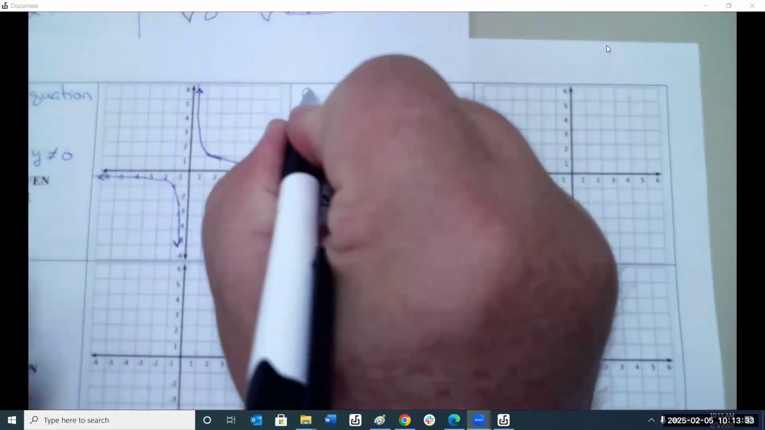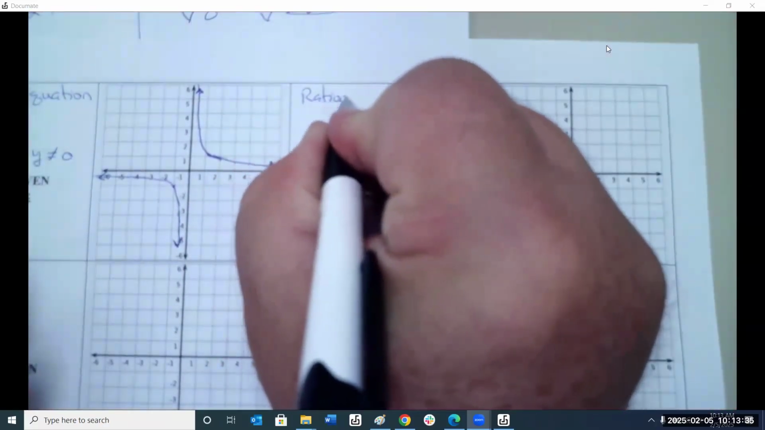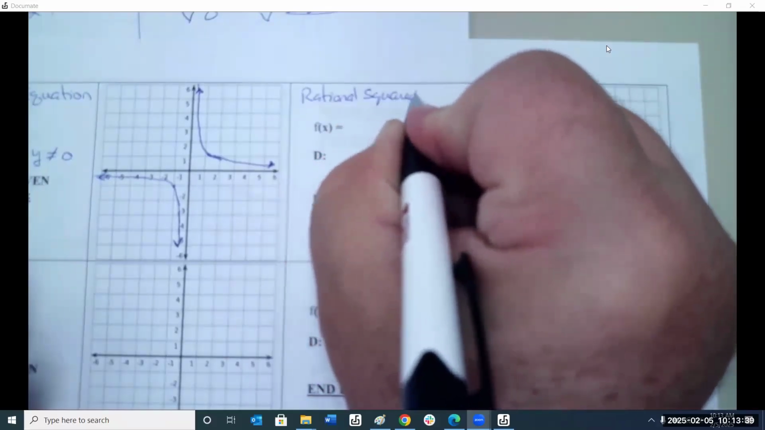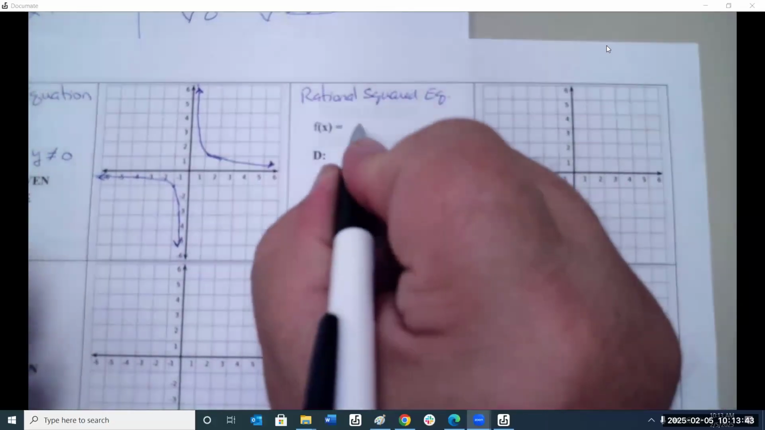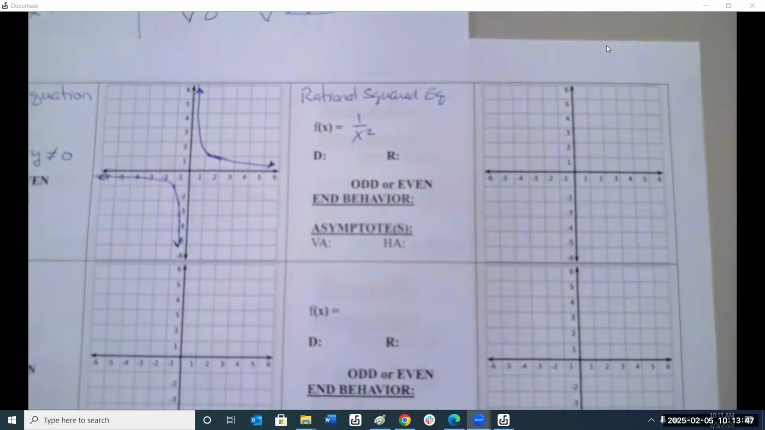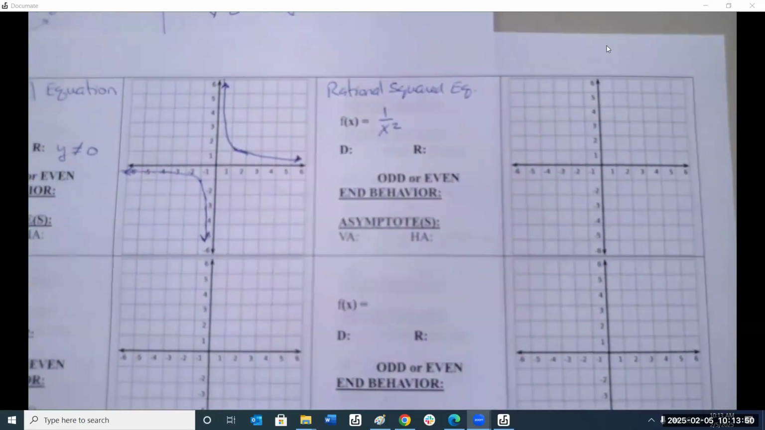How about a rational squared equation? 1 over x squared. So what's going to happen to our graph? What do you mean flip? Maybe you'll know, like, this side is gonna go. Just that side, yes. Yep.